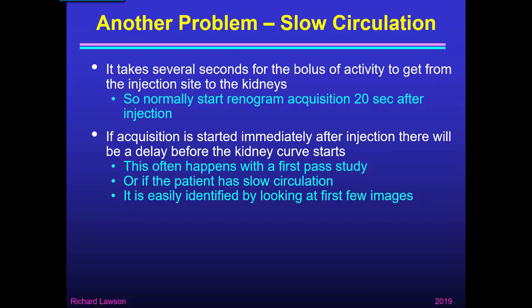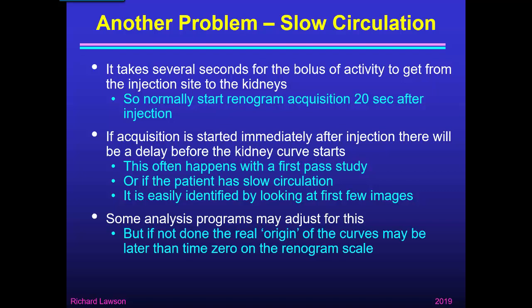That often happens if you're combining the renogram with a first pass study, because you don't want to miss that first pass down the aorta and into the kidney, so you will tend to start the acquisition sooner. It may also happen if the patient's got slow circulation, so it takes much longer than you expected for the activity to appear down the aorta. However, it's easy to identify that by looking at the first few images of the study.